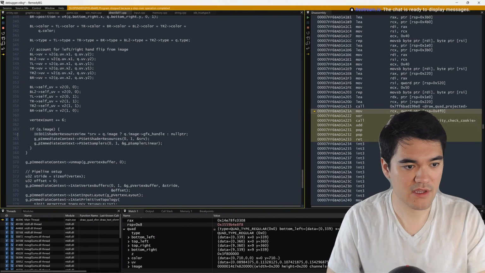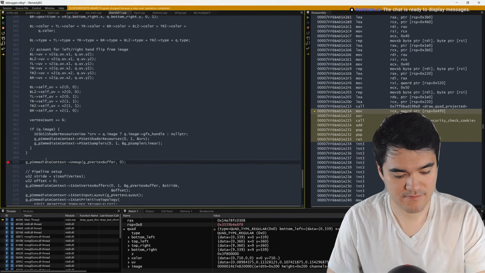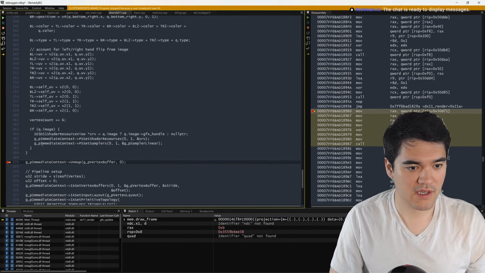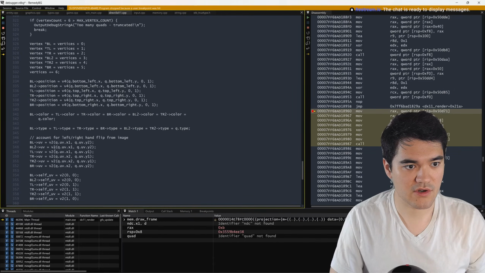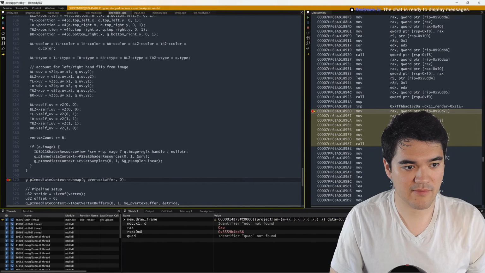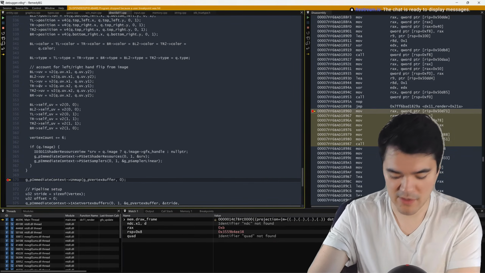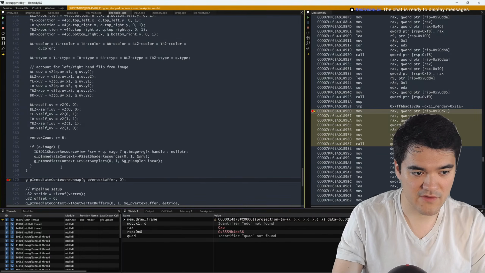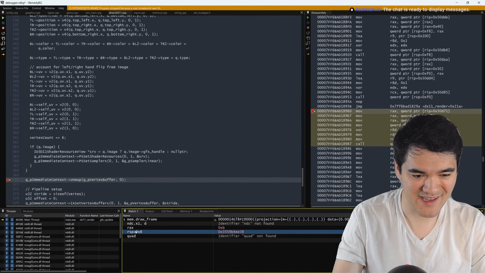So if we look in our D3D render step, we are creating the vertex buffer here. Oh Lord, yeah, really did not give myself enough time today. That's okay.